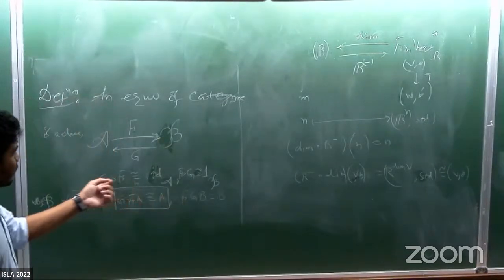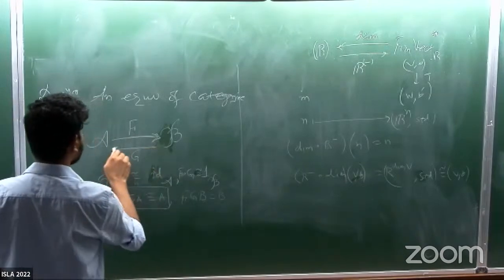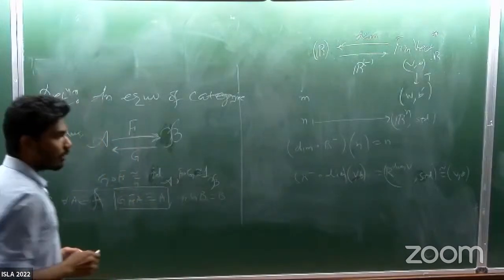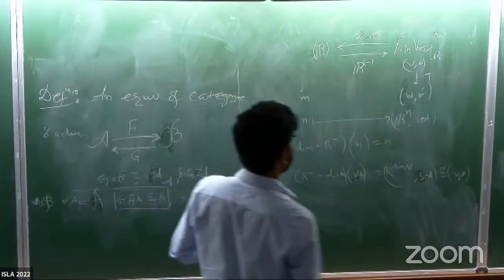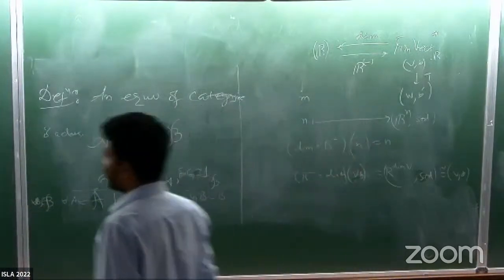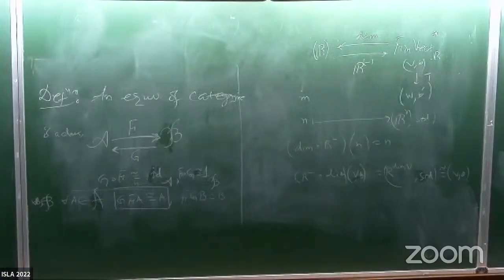And on the other hand, if you start at B, go to A, come back by F, you need not land where you started, but something isomorphic. So equality is in some sense evil to category theorists. So I hope that is clear now.